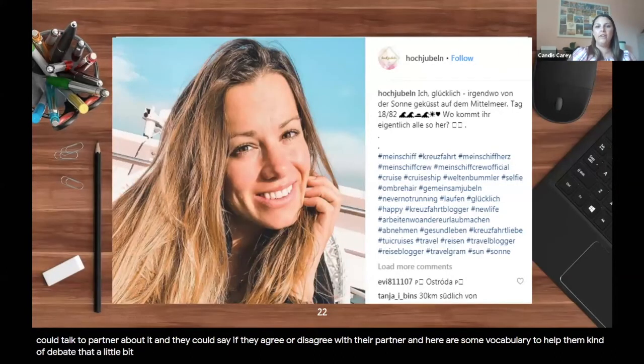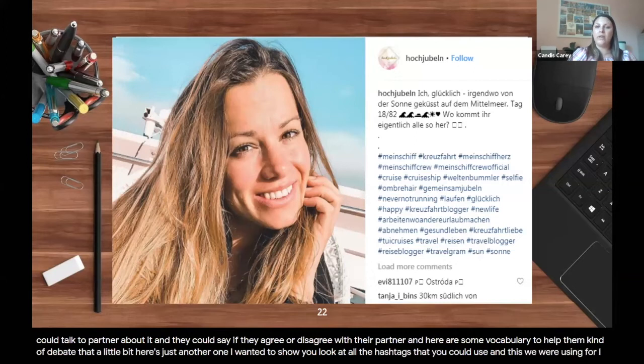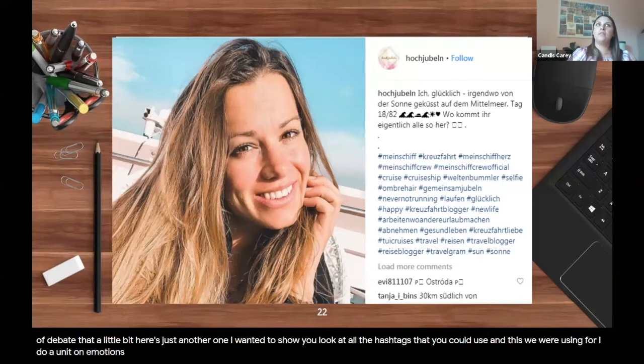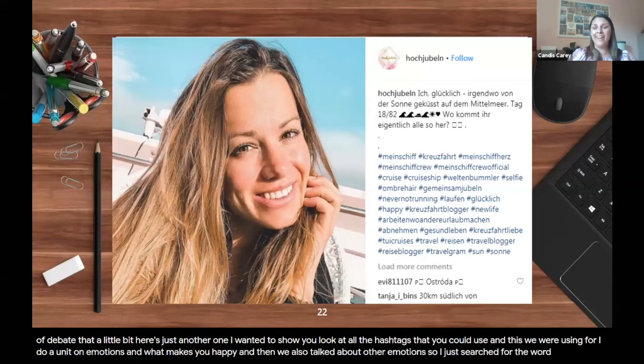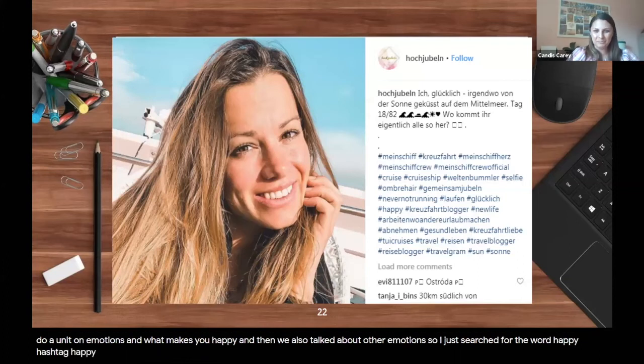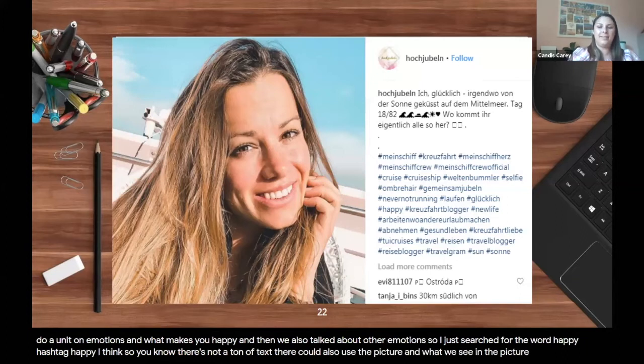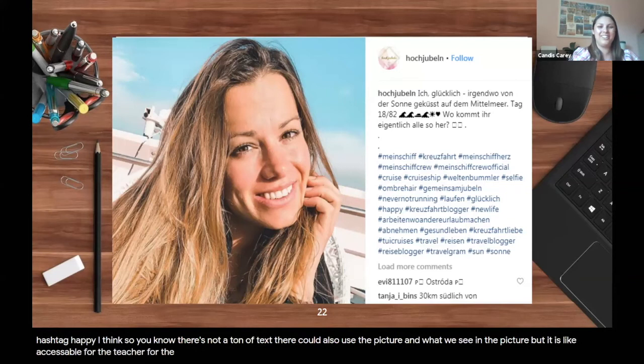Okay. Here's just another one I wanted to show you. Look at all of the hashtags that you could use. And this we were using for, I do a unit on emotions and what makes you happy. And then we also talk about other emotions. So I just searched for the word happy, hashtag happy, I think. So there's not a ton of text there. You could also use the picture and what we see in the picture, but it is accessible for the teacher or for the students.